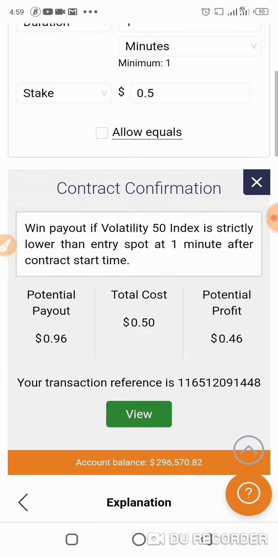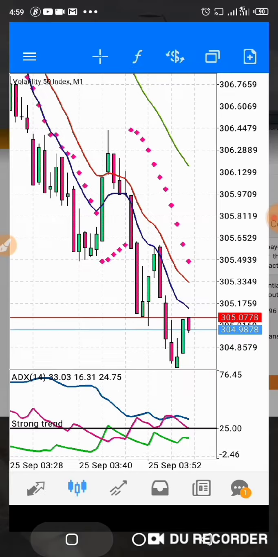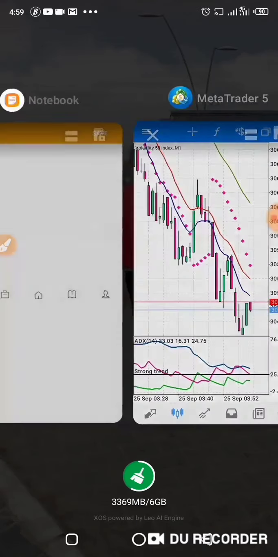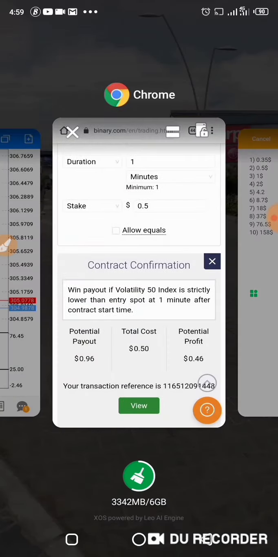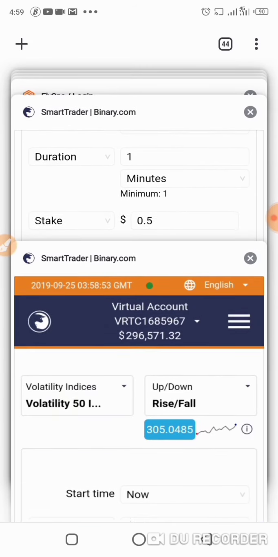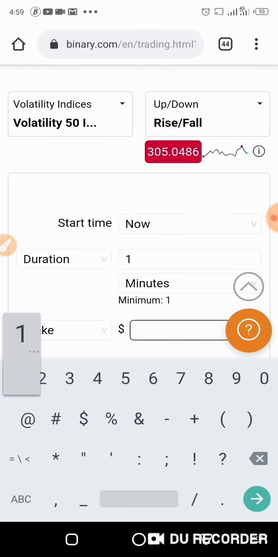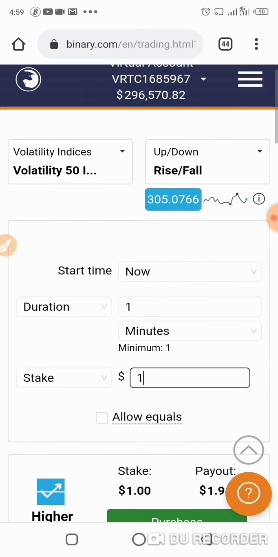What I need to do is look at the chart to see if it's going down. Supposedly if it did not go down on the martingale here, our next martingale will be $1. So I need to go back to the previous tab and increase this to $1 here, so that in case that one was a loss, I come here and place my trade.